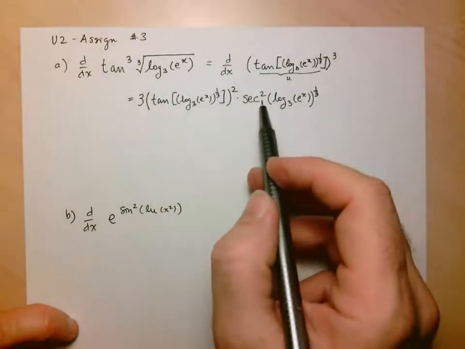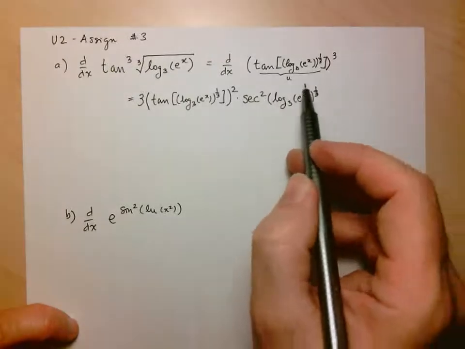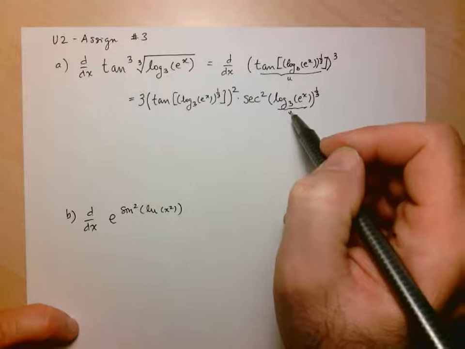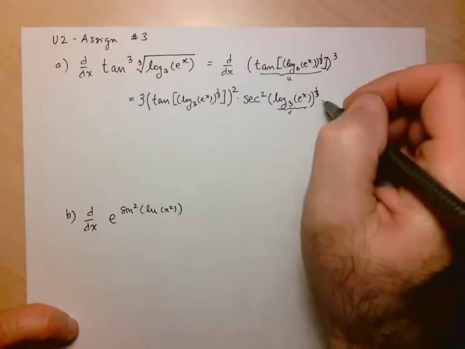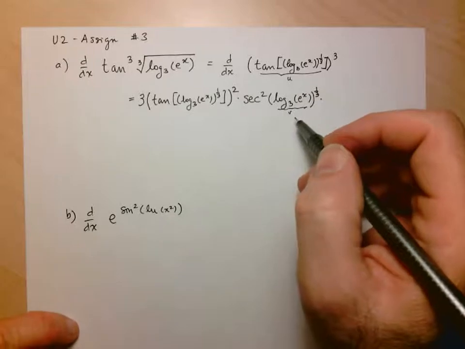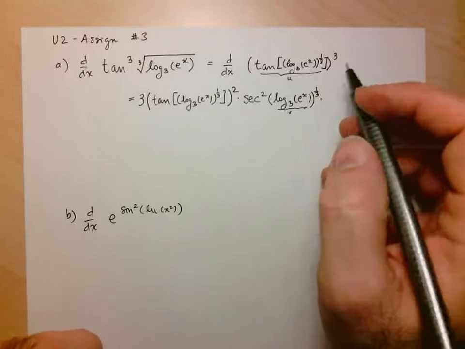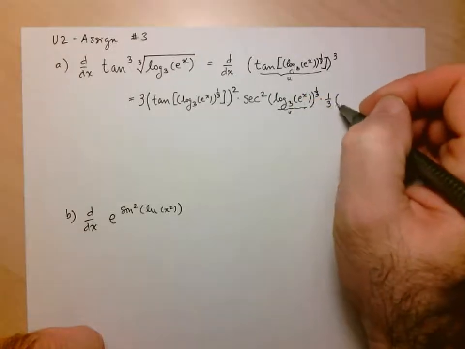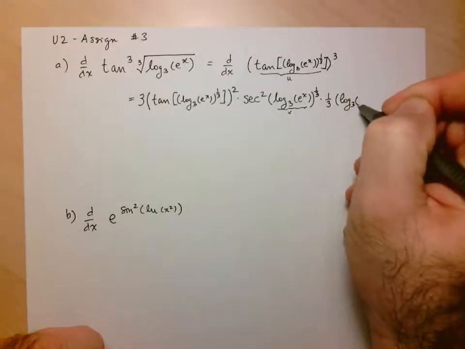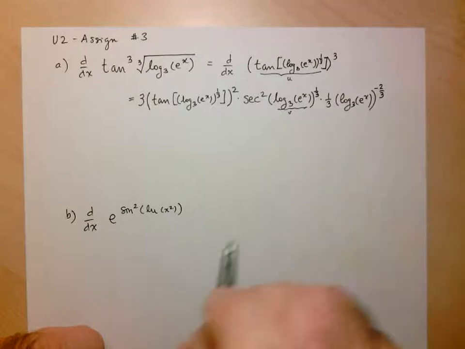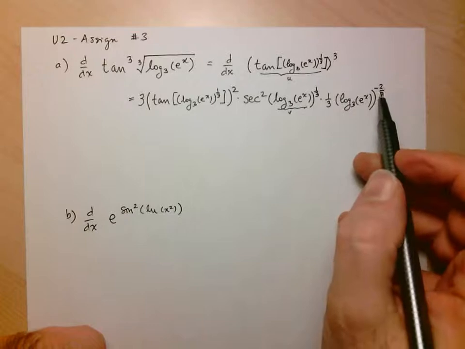So now it becomes the function I'm taking the derivative of. But again, think of this as v to the 1/3. So how do I find the derivative of v to the 1/3? Well, it's just 1/3 v to the negative 2/3. So times 1/3 times this whole thing, log base 3 of e to the x to the negative 2/3. Okay, and now I move inwards again.